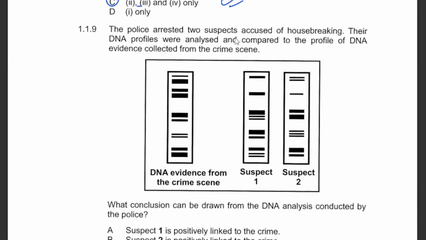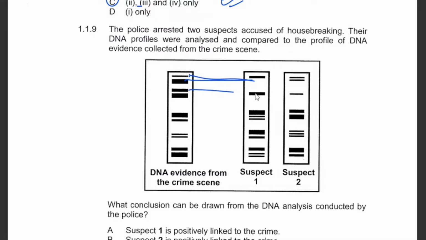It says that the police arrested 2 suspects accused of housebreaking. Their DNA profiles were analyzed and compared to the DNA profile collected from the crime scene. So they're asking what conclusion can be made from the DNA analysis conducted by the police. So we need to look at, are they corresponding? No. They are not corresponding.